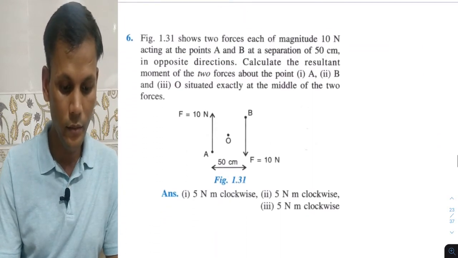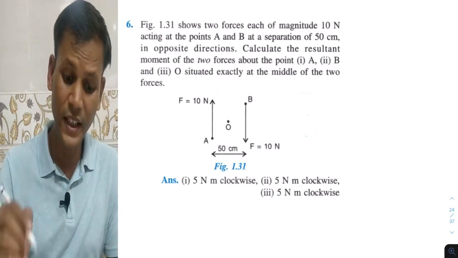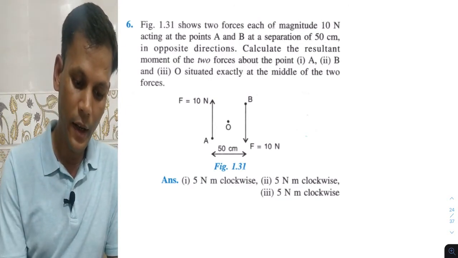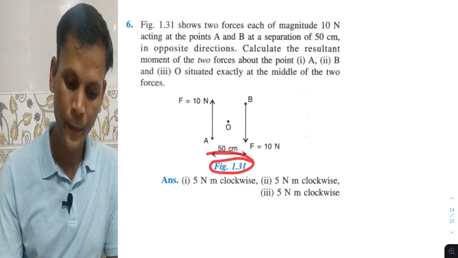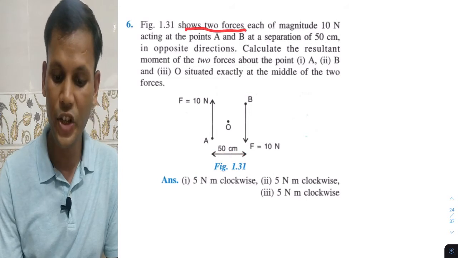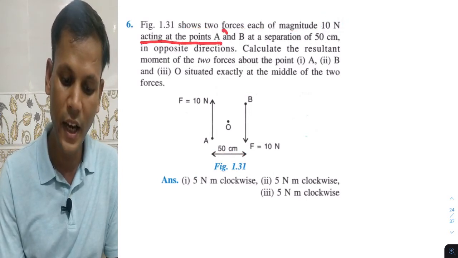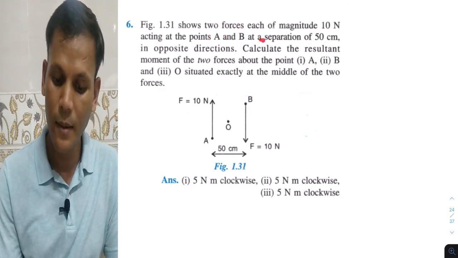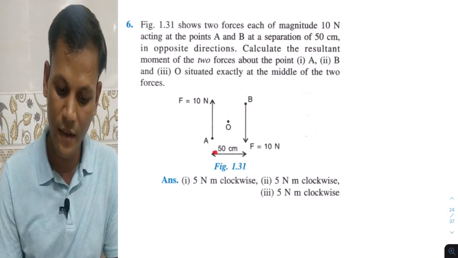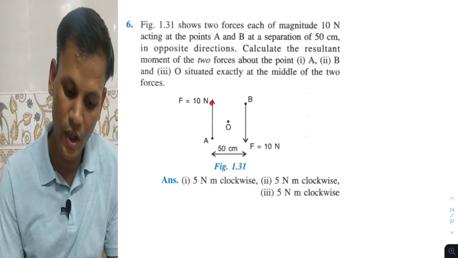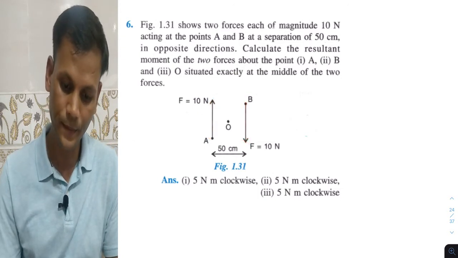Next, question number 6 we can see. Read the question carefully. In figure 1.31, it shows two forces each of magnitude 10 Newton acting at points A and B at a separation of 50 centimeter. This distance is 50 centimeter. Two forces, one in this direction, another in this direction.